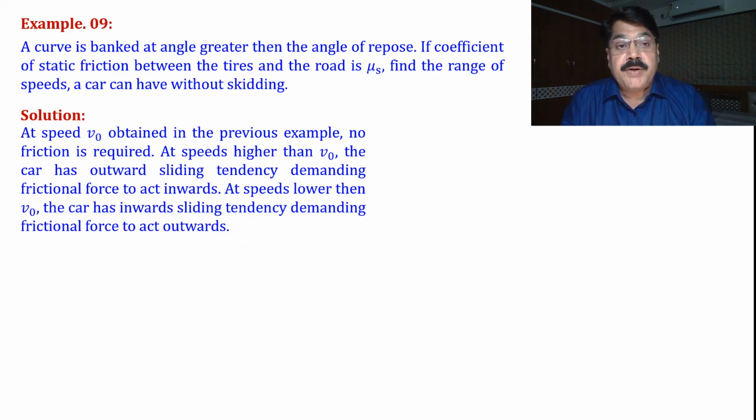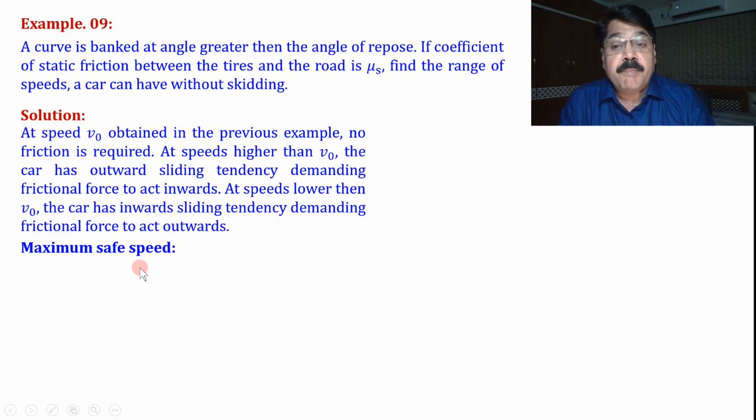At very high speed, the car will have outward sliding tendency, so friction will act inward. But at a very low speed, the car will have inward sliding tendency because the angle of banking is greater than the angle of repose. So the car may slip inward, so friction will act outward. So that was the very common idea I have explained here.